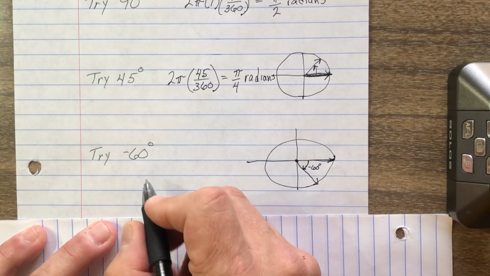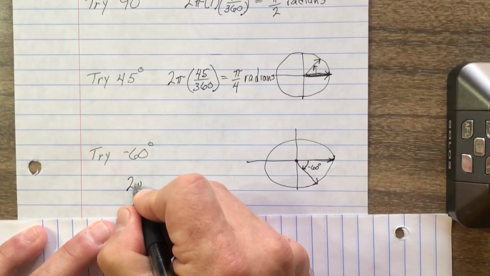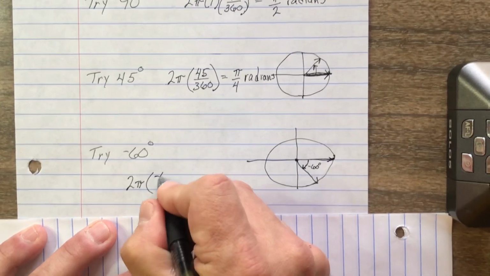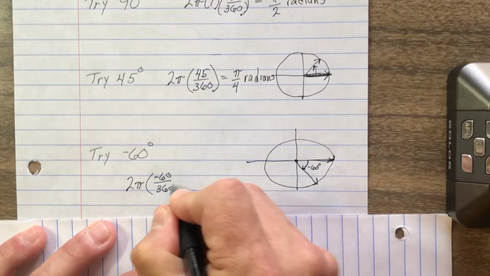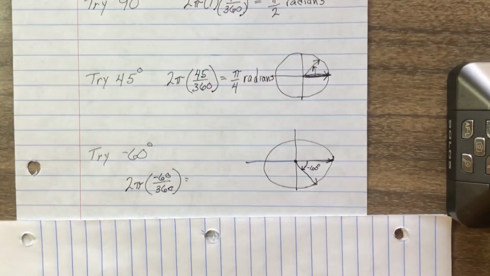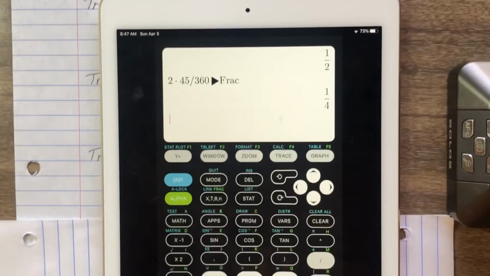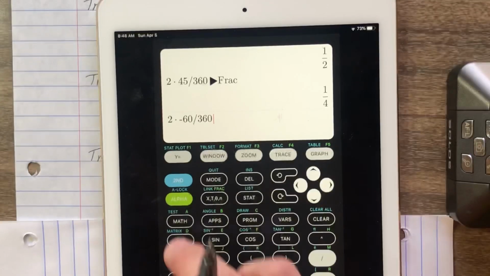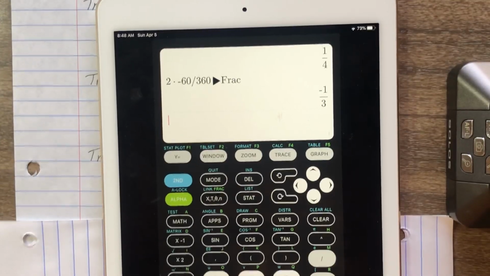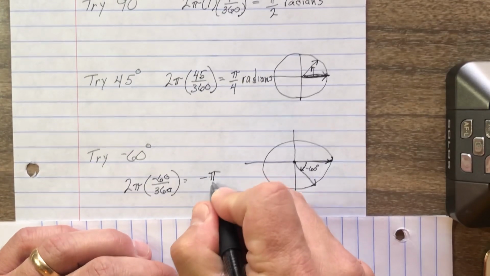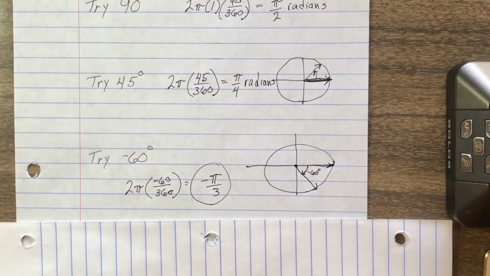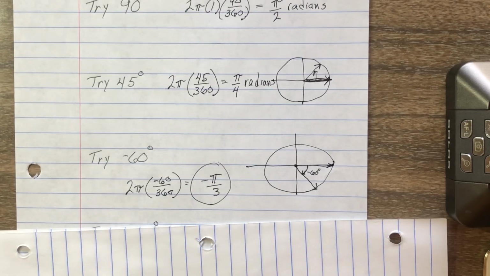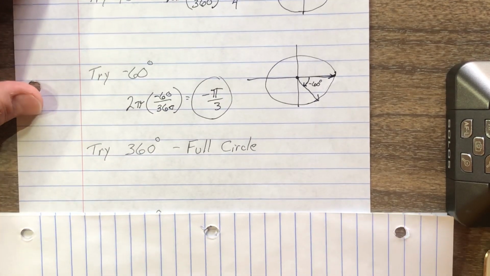So that means we're going to take 2 pi times negative 60 over 360. So to keep it in terms of pi, we're just going to take 2 times negative 60 divided by 360, math, enter, enter, negative 1/3. So that means it's negative pi over 3. So you can get negative answers. That just means you're going clockwise instead of counterclockwise. Okay? All right, now, full circle.